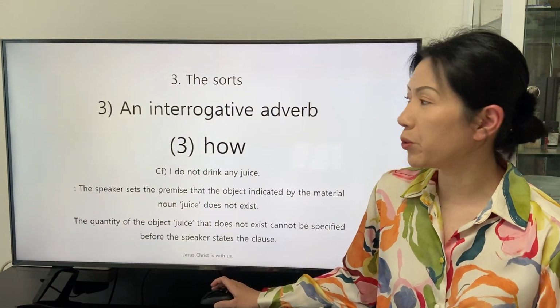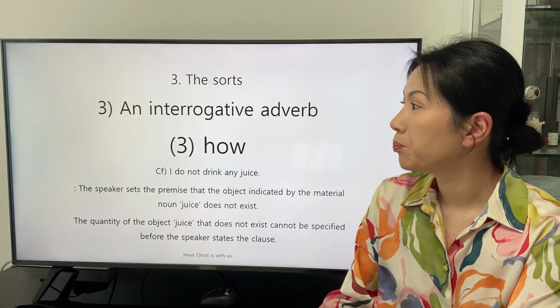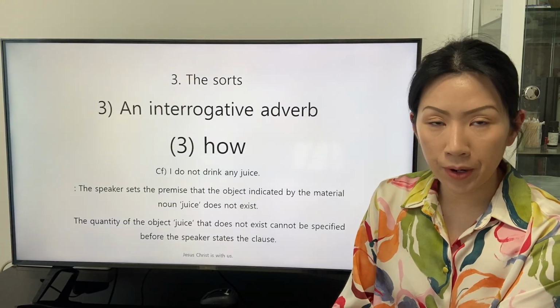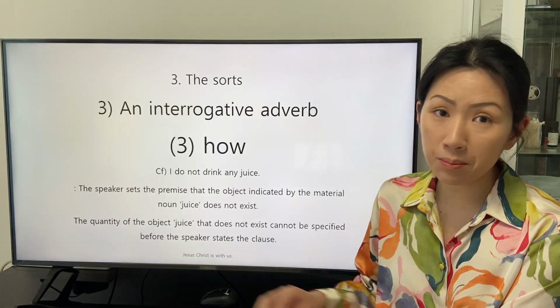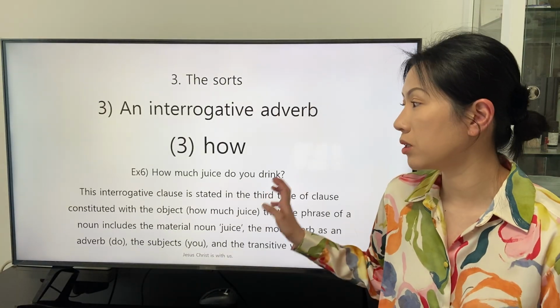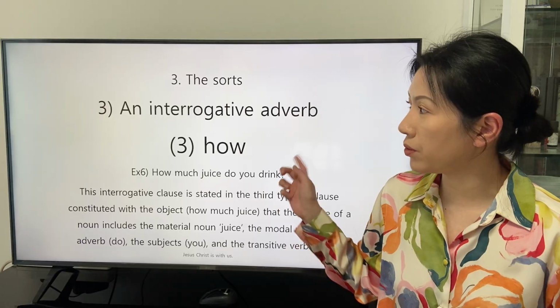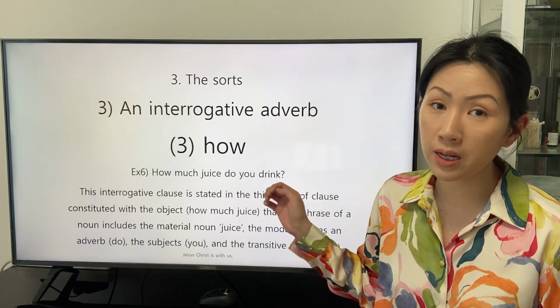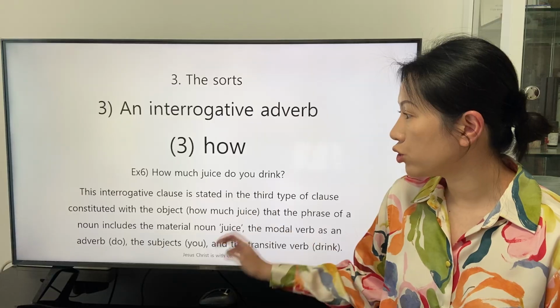Afternoon. Today we will continue to study the interrogative adverb how with examples. Previously we studied the sixth example that the interrogative adverb how is applied in. How much juice do you drink?